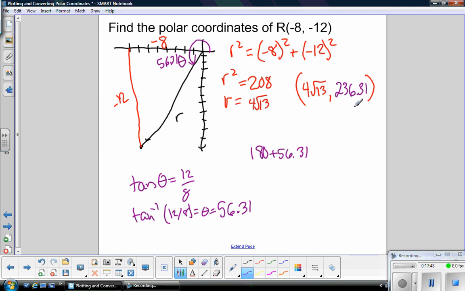So that's my point. Now let's make sure this makes sense. It does, because I rotate my 236 degrees and I go out my radius to get our point right there. Yes, there are other ways to get the points, but this is the easiest way to teach it to you guys.